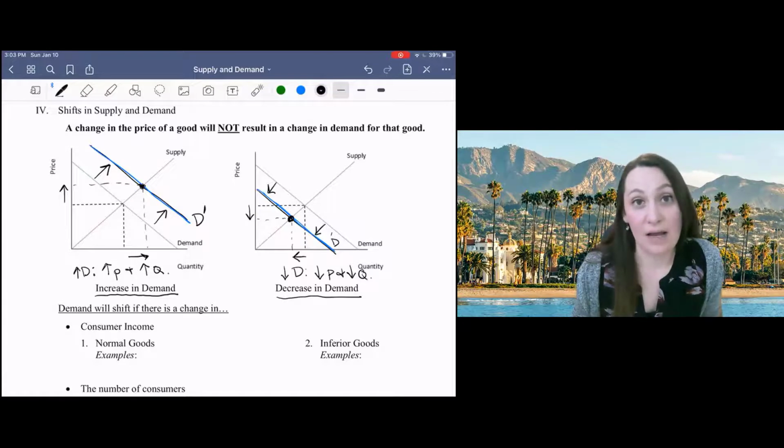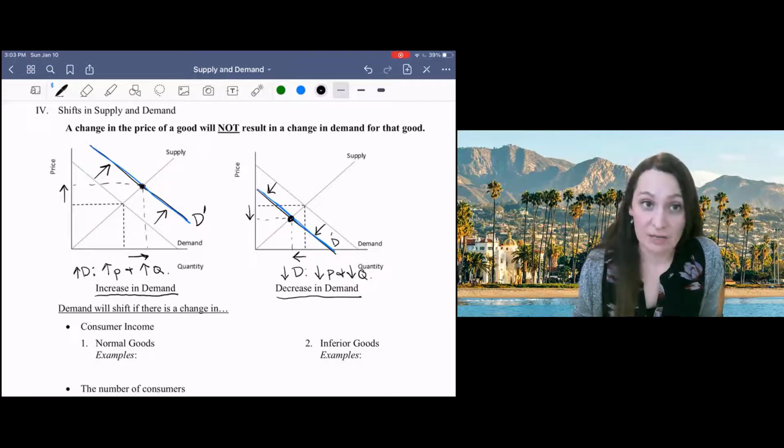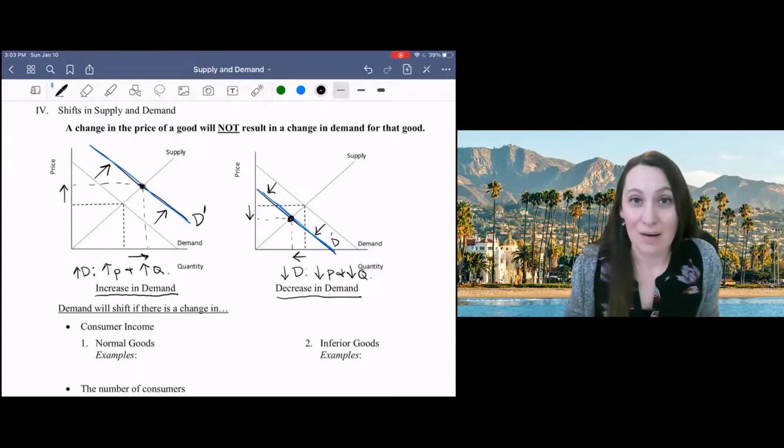So now that we understand what it looks like for demand to shift, we'll investigate some of the causes.